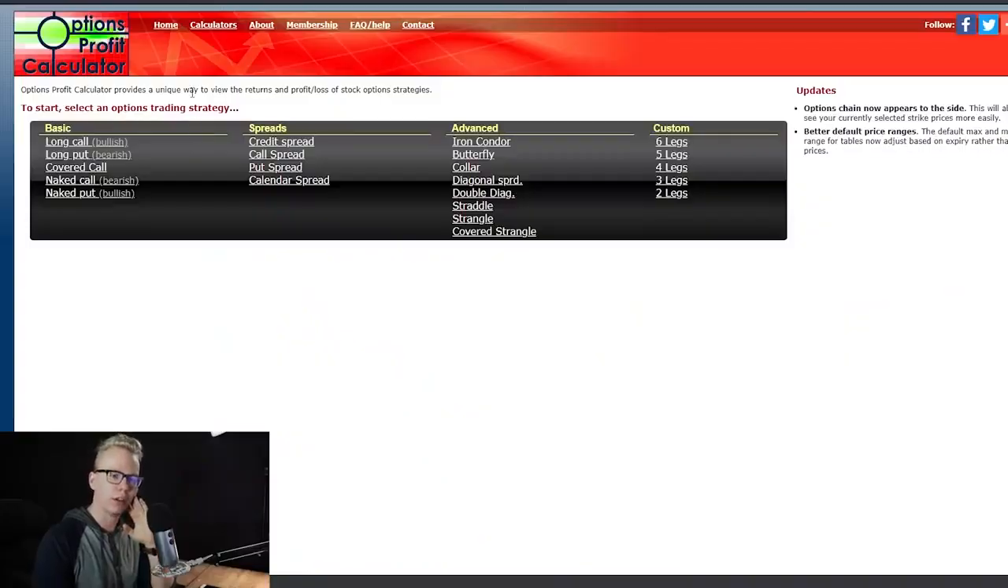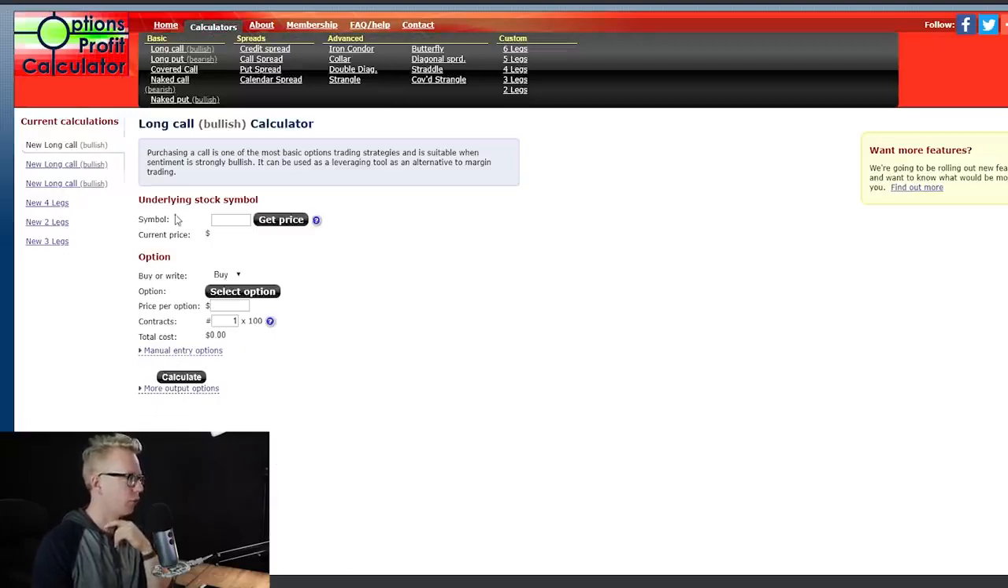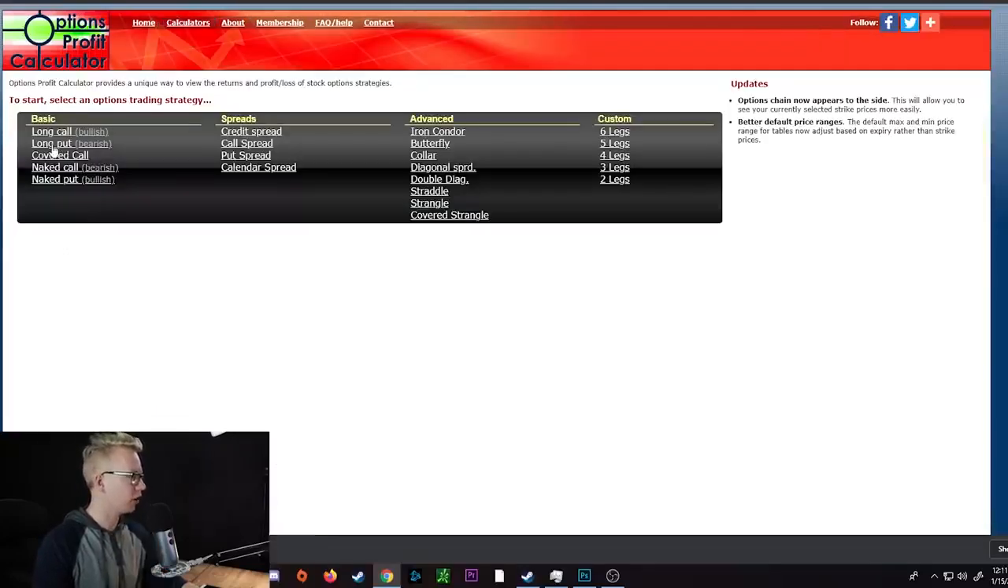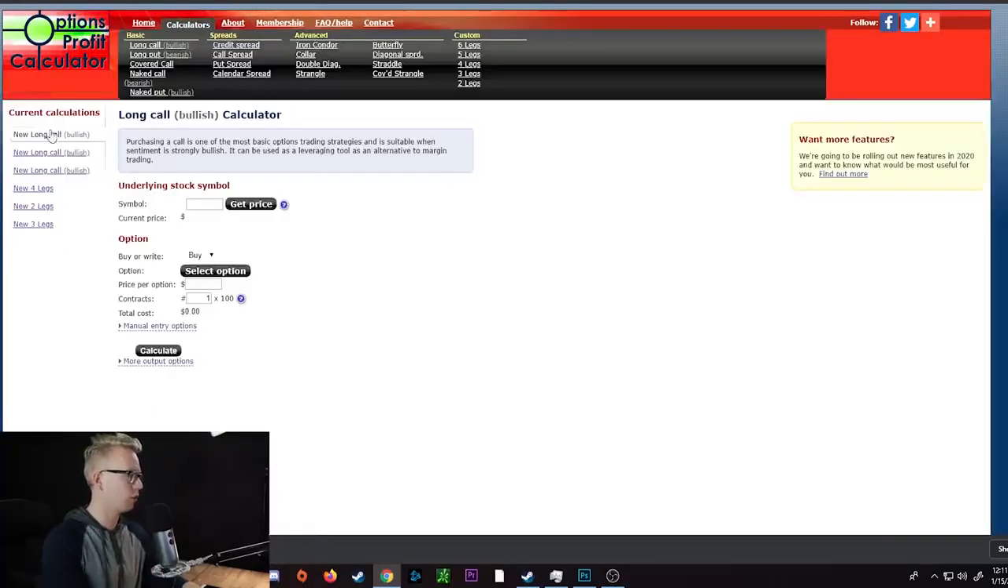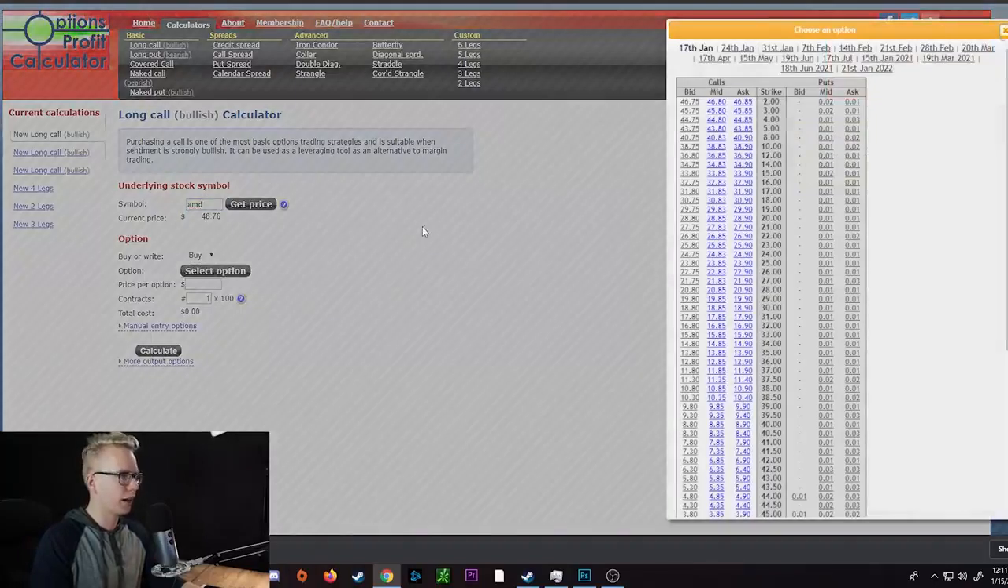What we're looking at here is optionsprofitcalculator.com, which is where you can enter an options trade and see what your profit or loss would be given certain dates and different stock prices. So you'll see what I'm talking about here when we put one together. If you didn't catch me there, I clicked on long call because we're talking about calls here. So we're bullish on the underlying stock. We're going to do AMD again, and we're going to buy an option. So it says buy, and the option we're going to be buying is a call.